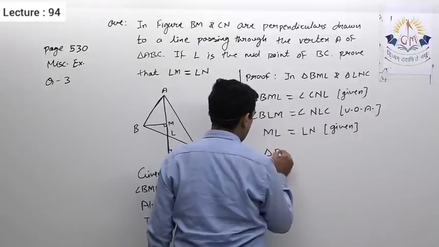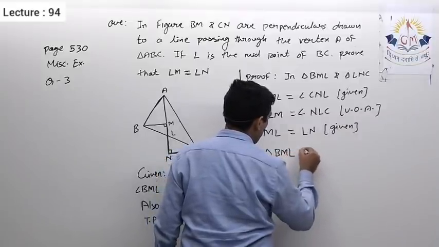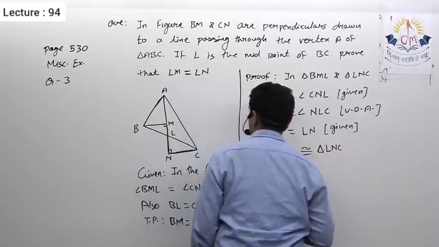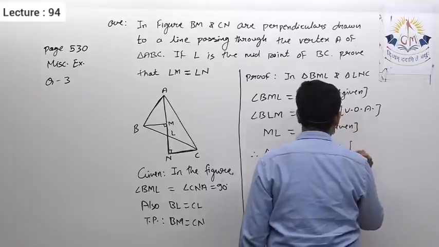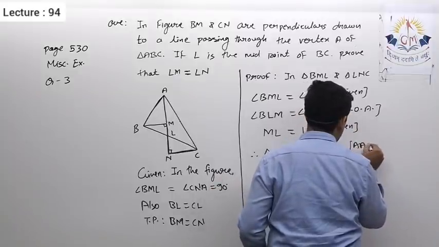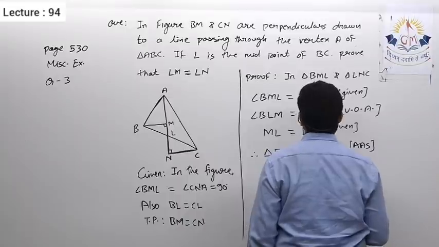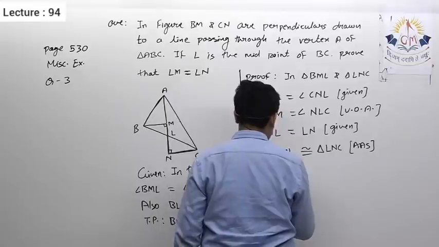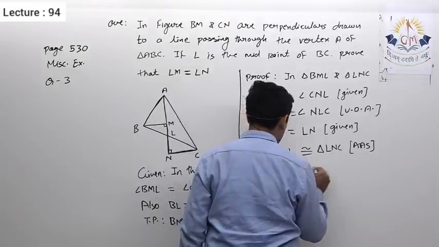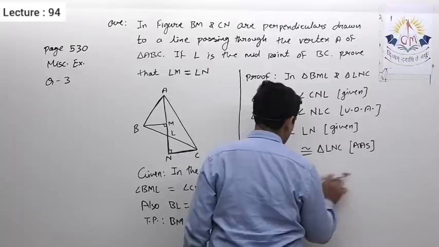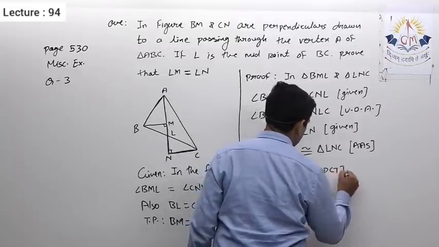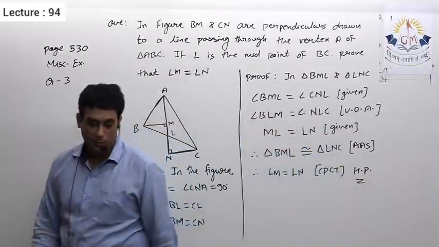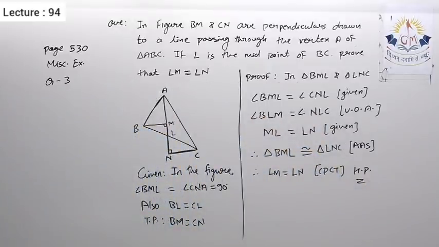Therefore triangle BML is congruent to triangle LNC by angle side. Okay, therefore I can say LM is equal to LN by CPCT, hence proved. Okay, so please note it down, then we'll see the next question.